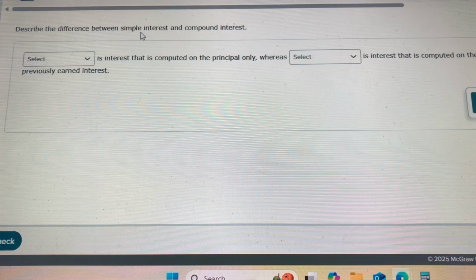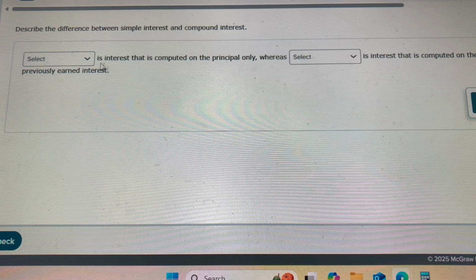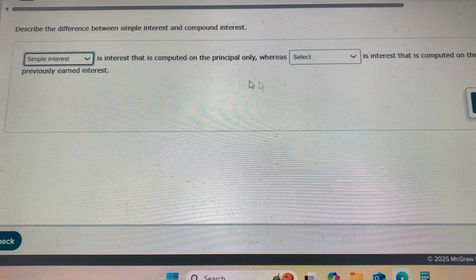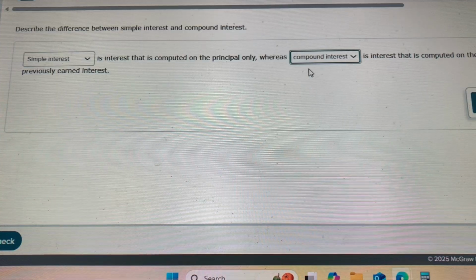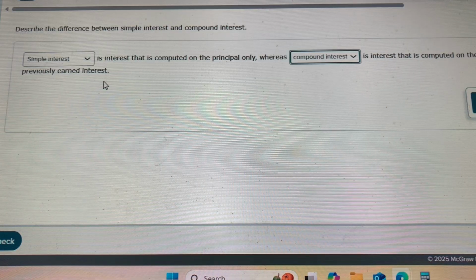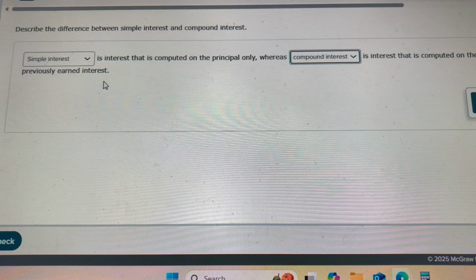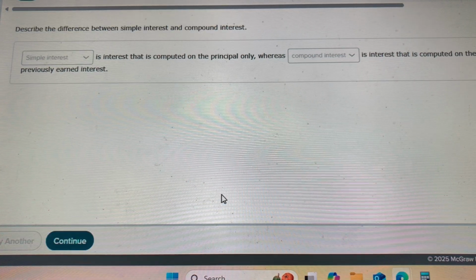So describe the difference between simple interest and compound interest. Simple is all about adding the interest, and compound is all about multiplying it. Simple interest is computed only on the principal amount, because you just do that one time. Compound interest is computed on the principal and any previously earned interest. So that's another reason it grows more. In simple interest, all they use is the initial amount to calculate the interest. But in compound interest, every month or every quarter or every year, there's new interest on top of the old interest. So that's what helps it to grow faster.